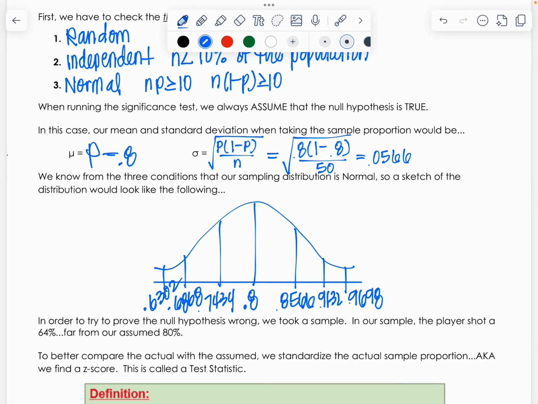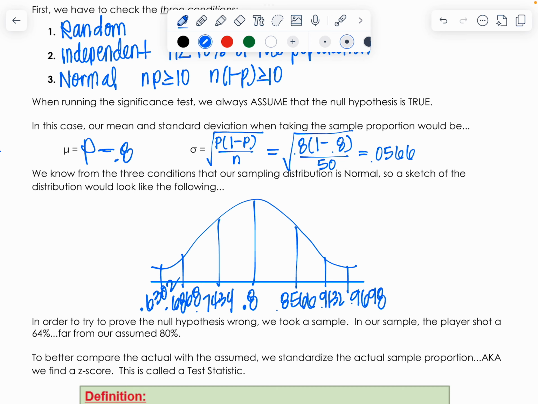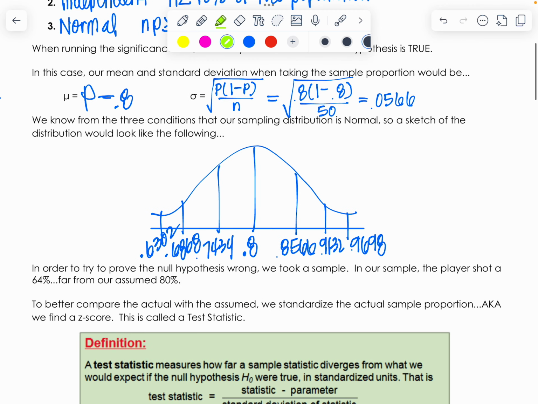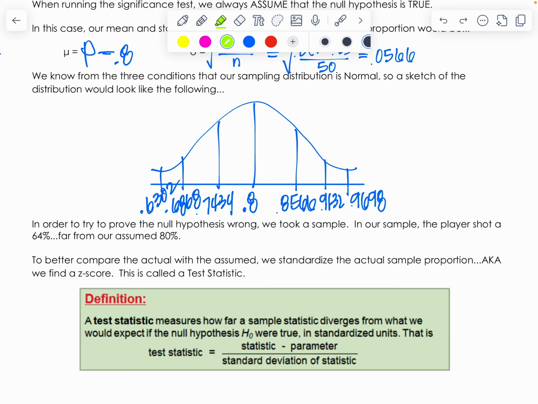All right, and so what we observed, that sample percent of 64%, right? Yep, 64%. It's like right here. So it'd be this area of the curve we'd be looking at. Tiny, right? That's going to be a very small area. That makes it seem like what we watched happen is really unlikely. But we watched it happen, so it can't be that unlikely, right? And so, in order to try to prove the null hypothesis is wrong, we took our sample. And like we said, in our sample, they got 64%, which is far from that assumed 80.